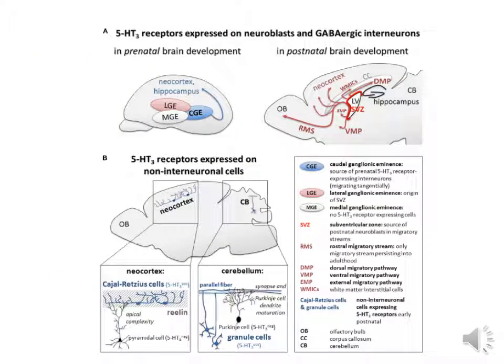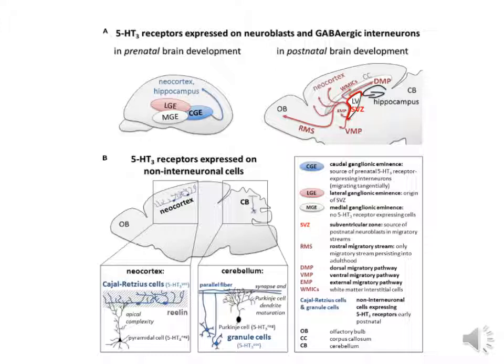As I just mentioned, the function of these 5-HT3 receptors in the CNS is not completely understood. Here is a summary of some of the functions of the 5-HT3 receptors. In the top part of this figure, it's depicted how 5-HT3 receptor expression can be observed in GABAergic interneurons during pre and postnatal brain development.